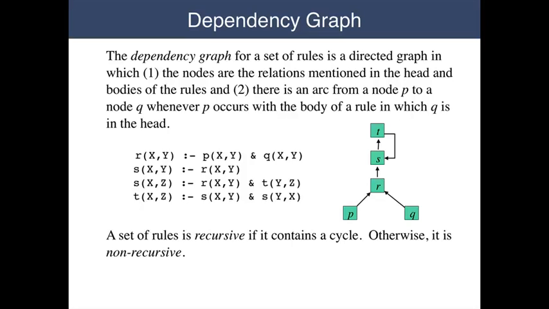The next two restrictions in GDL have to do with recursion. The restrictions are best defined using this notion of dependency graphs illustrated here. The dependency graph for a set of rules is a directed graph in which the nodes are the relations mentioned in the heads and bodies of the rules, and there is an arc from a node P to a node Q whenever P occurs in the body of a rule in which Q is in the head. A set of rules is recursive if and only if its dependency graph contains a cycle, as this one does.